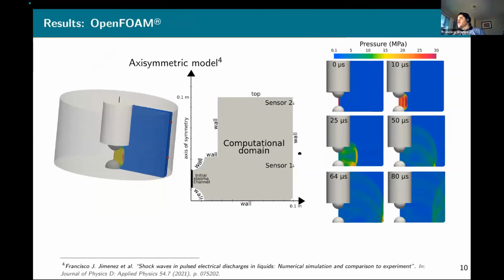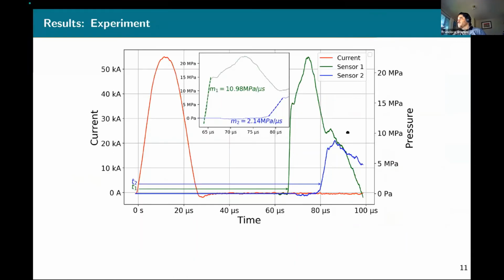The model in OpenFOAM is just an axisymmetrical model where we are taking advantage of the symmetry of the experimental setup. We place a couple of traces in the locations where the sensors are, and initialize the gas channel with the high pressure, and then let it evolve. You can see the results of the simulation, and we can clearly see that as early as 25 microseconds, we already have a lot of reflections in the chamber that are caused by the geometry.